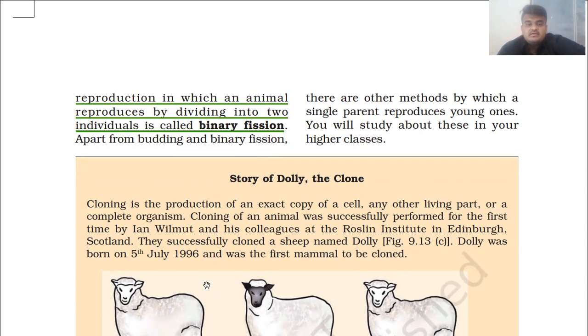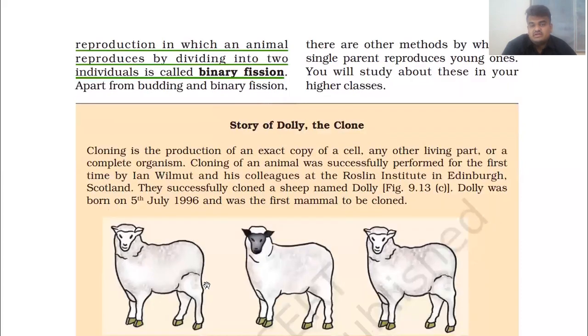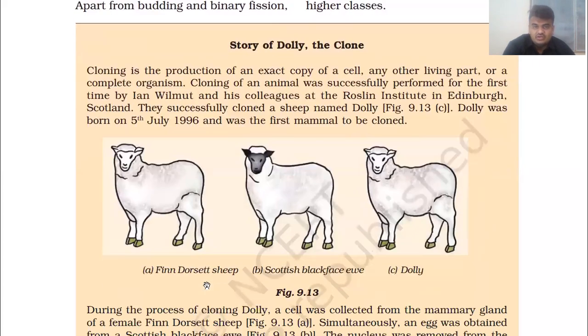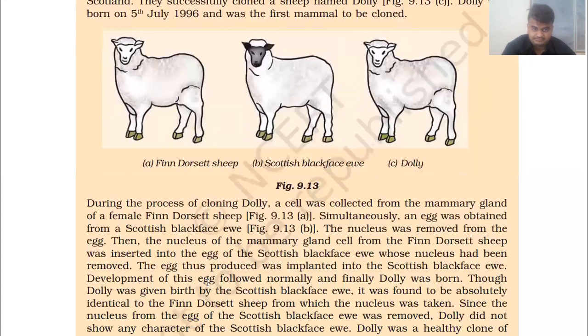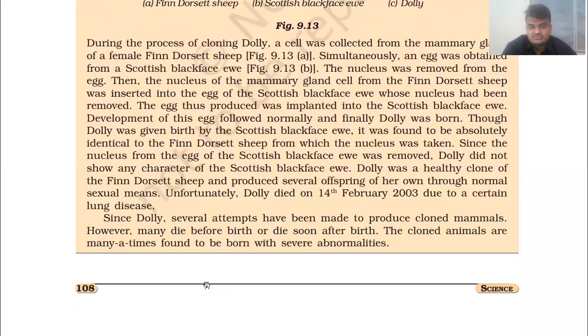So that's it for today. This was the topic asexual reproduction, the last topic from this chapter, reproduction in animals. You can read the story of Dolly that you are given, so read this one.